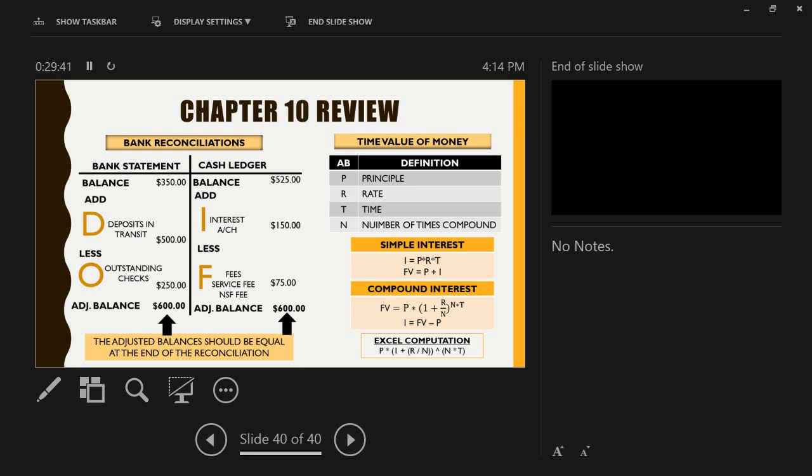Again, if I do my DOs for the bank, I added $500 and I subtracted $250. Therefore, I have $600 balance. Okay? If I'm dealing with my cash ledger, I deal with my IFs, and my IFs are interest, which is I add 150, and then I have to pay my fees, which cost me $75. So in total, I have $600 in balance, okay? And again, number one rule is your bank statement adjusted balance should match your cash ledger adjusted balance, okay?